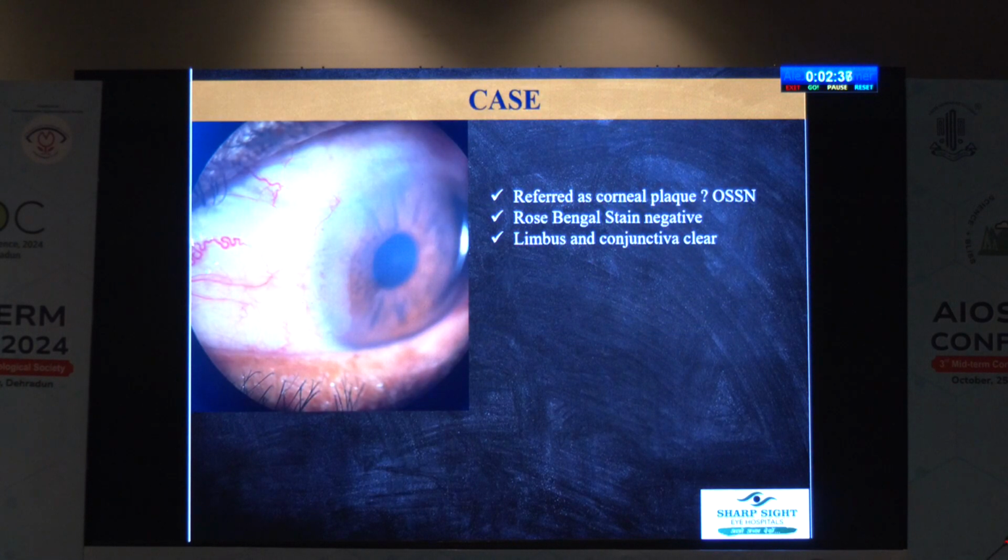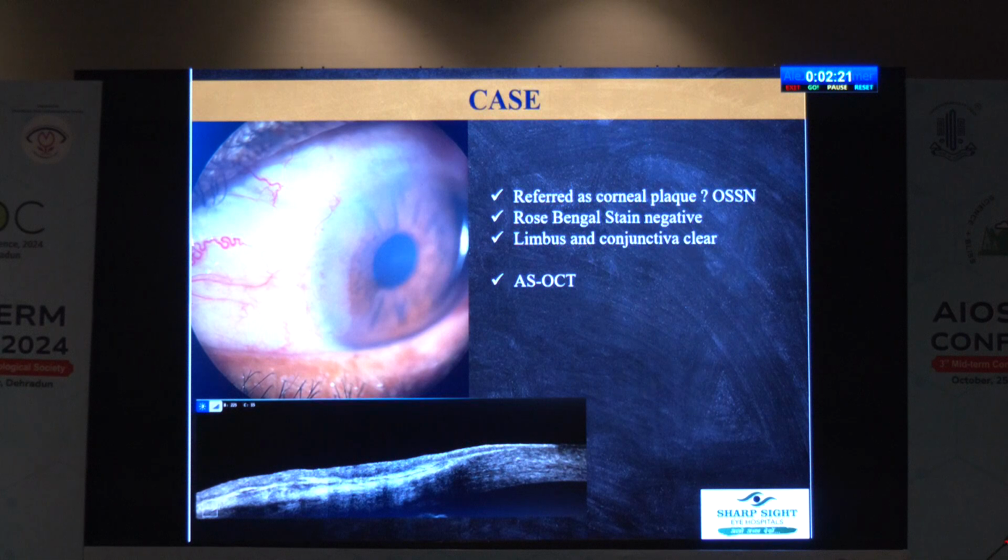So let's take a case. This case was referred as query corneal plaque, query OSSN to my OPD. I did a rose Bengal stain, it was apparently negative. The limbus and conjunctiva were clear. So I would not start this patient on interferon therapy. There is enough doubt in my mind about what to do.